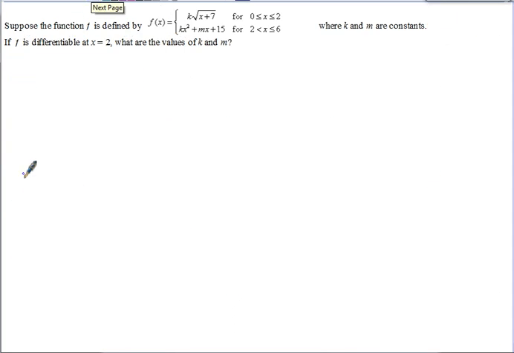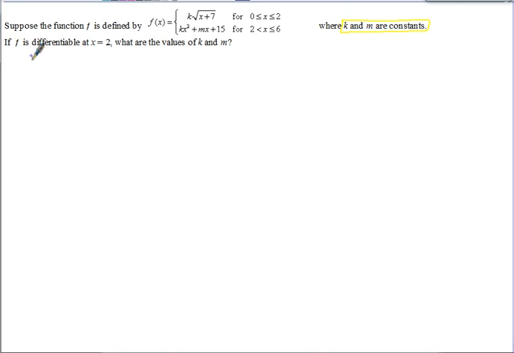Now let's take a look at another piecewise function. It says suppose f is defined by this piecewise function, where k and m are constants. That just means they're numbers like 2 or a half or -3. So as we go through the problem, we have to treat them as constants. And it says if f is differentiable at x equals 2, what are the values of k and m?